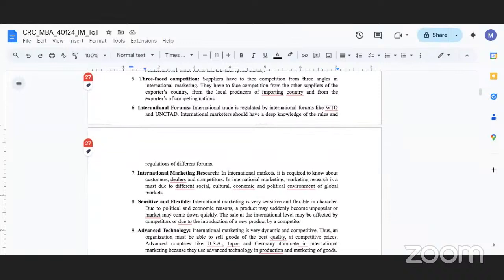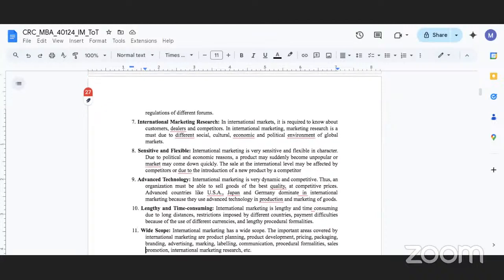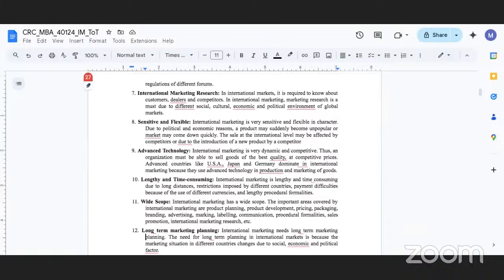The other aspect that we need to consider is the international forums. So, international trade is regulated by international forums like World Trade Organization and UNCTAD. So, international marketers have to have a deep understanding of all these aspects. Then, the international marketing risk. So, you cannot enter into any market, whether it is domestic or international, without studying the different social, cultural, economic, and political environment of the global market.